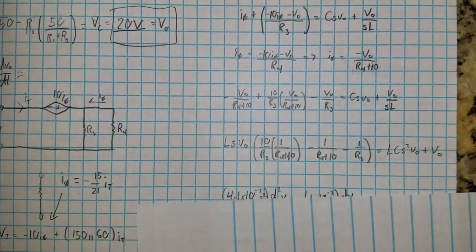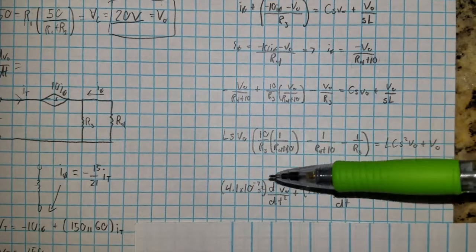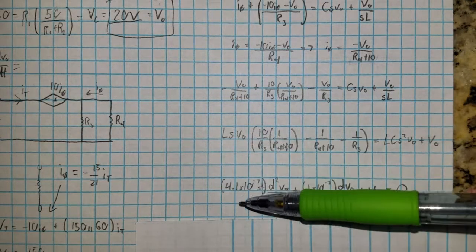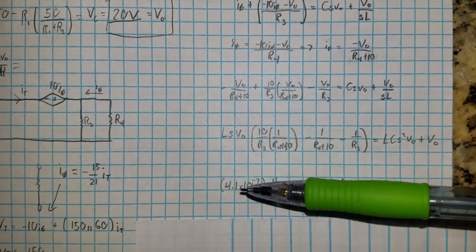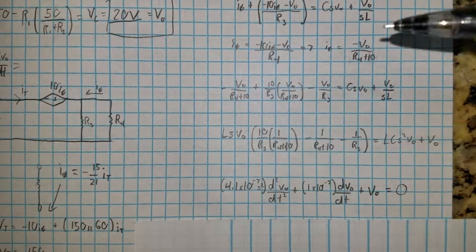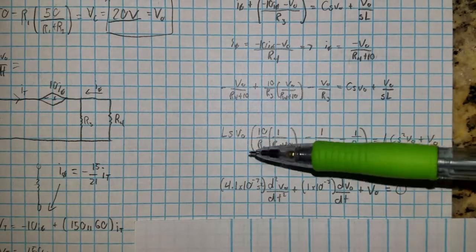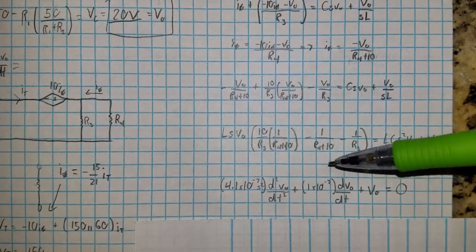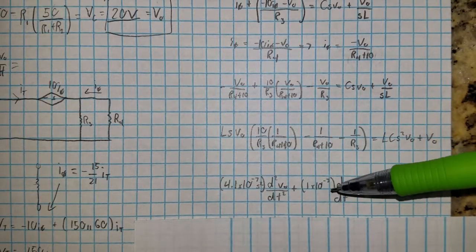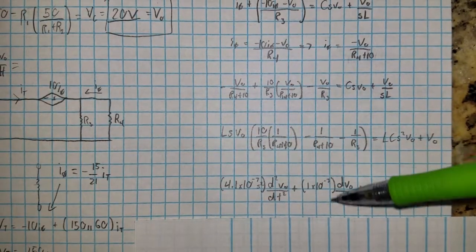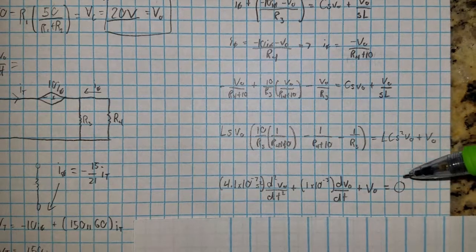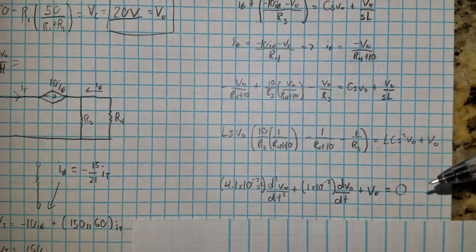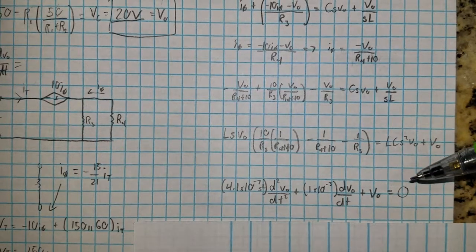And so if we do some rearranging and plug in our numbers, we get that our differential equation should be 4.1 times 10 to the negative 7 seconds squared times the second derivative plus 1 times 10 to the negative 3 times the first derivative plus V naught is equal to 0. And this is a differential equation that we can solve. I'm not actually going to do it here.